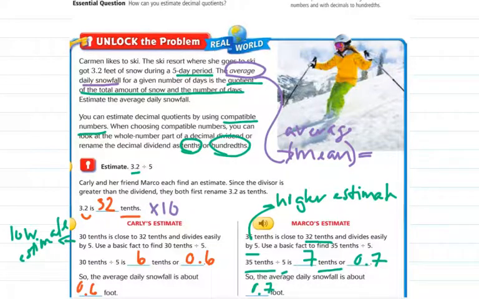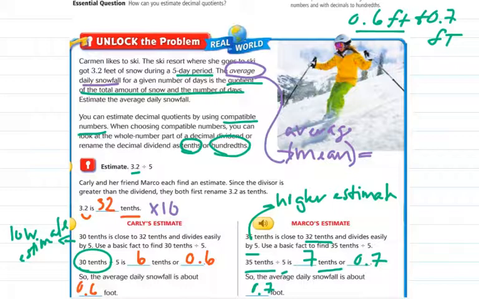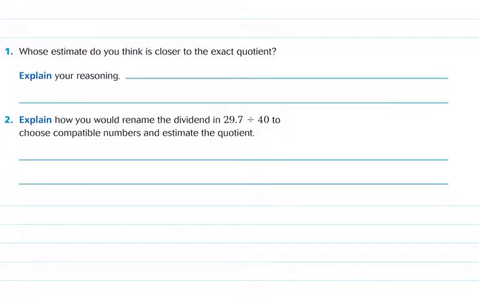So we know between the two answers, the answer is between 6 tenths foot and 7 tenths foot. Hers is a little less because her estimate was a little less for her dividend, and his is a little bit more because his estimate for his dividend was a little bit more. Next, boys and girls, it's asking us whose estimate do you think is closer to the exact quotient, and explain your reasoning.